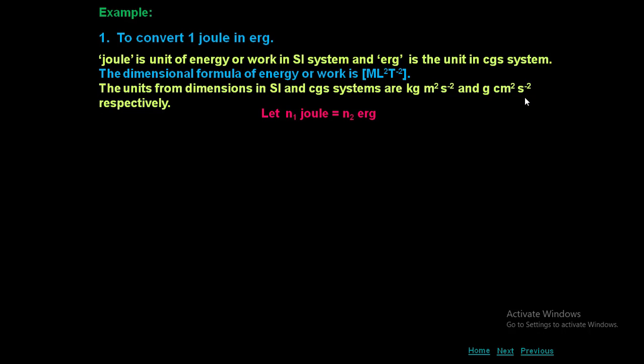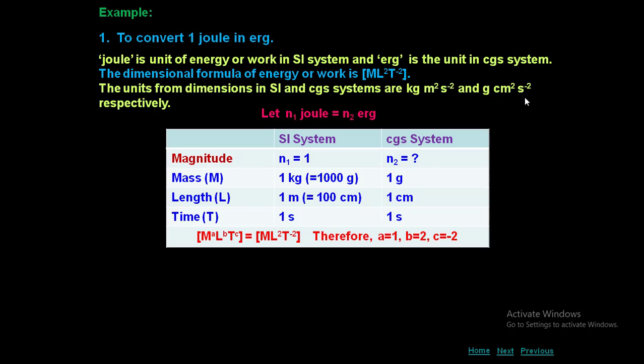So let n1 joule is equal to n2 erg. I already told n1 u1 is equal to n2 u2. U stands for unit, n stands for number. Now see here magnitude. So if I am going to take the SI system, n1 is nothing but 1, because our aim is to convert 1 joule equal to how many erg. So n1 is equal to 1, and we have to find the value of n2.